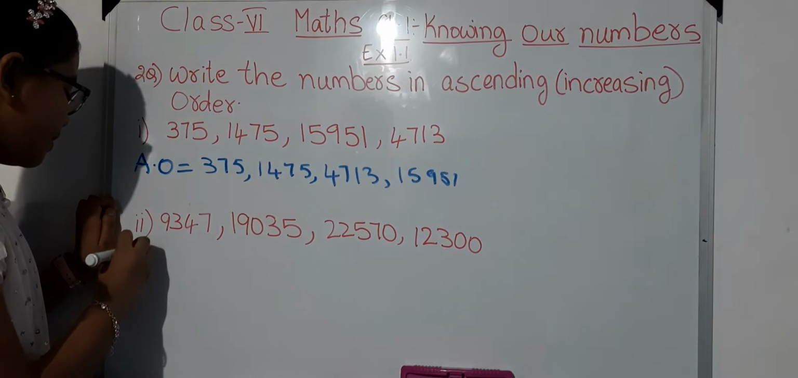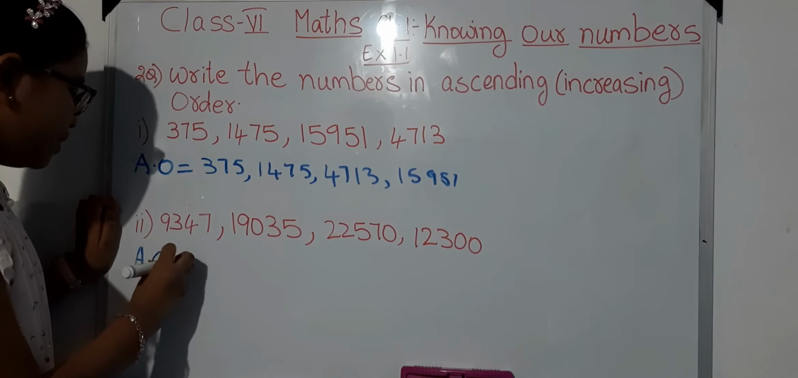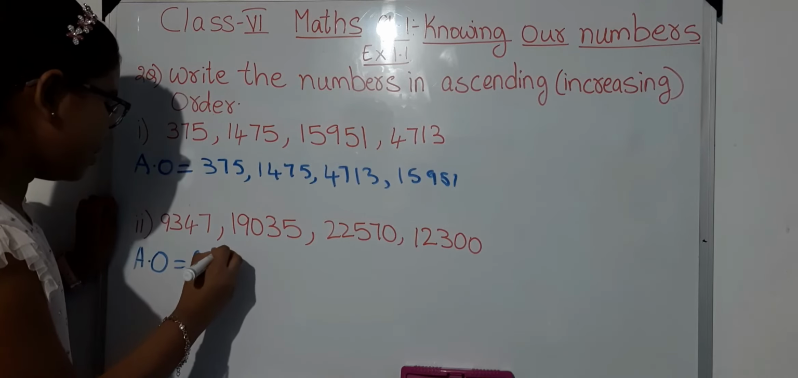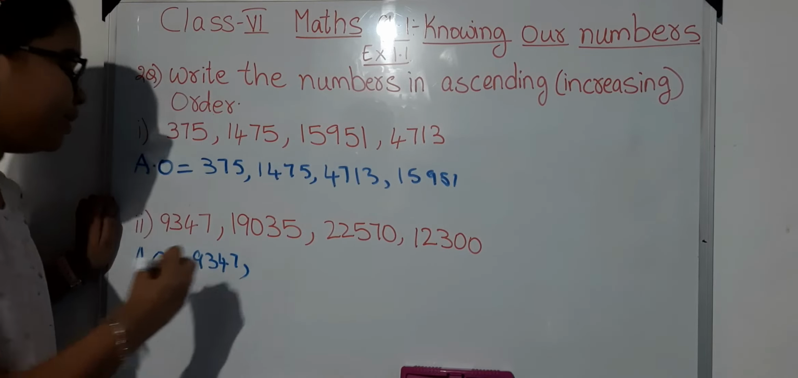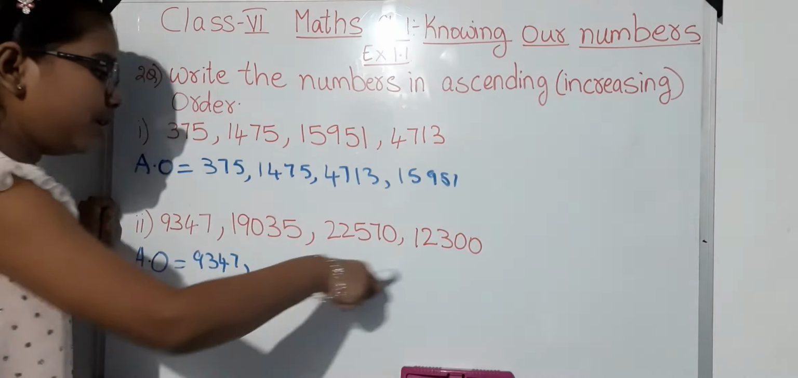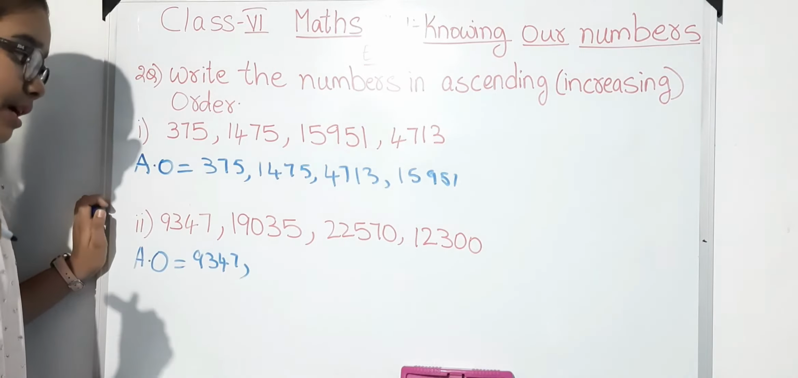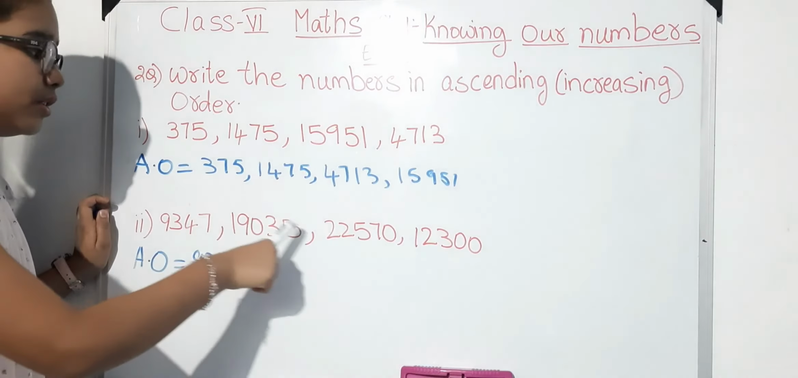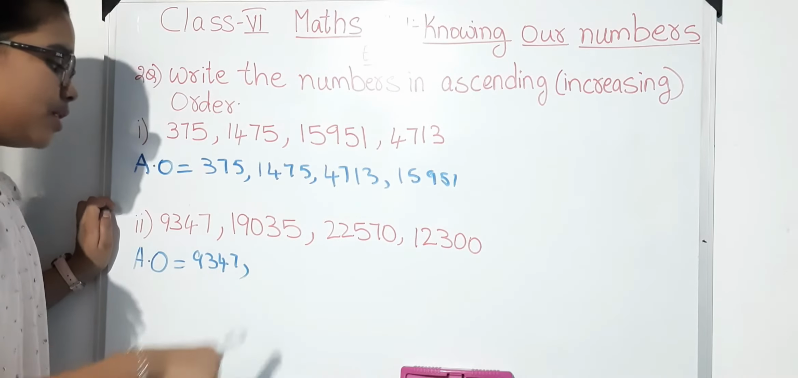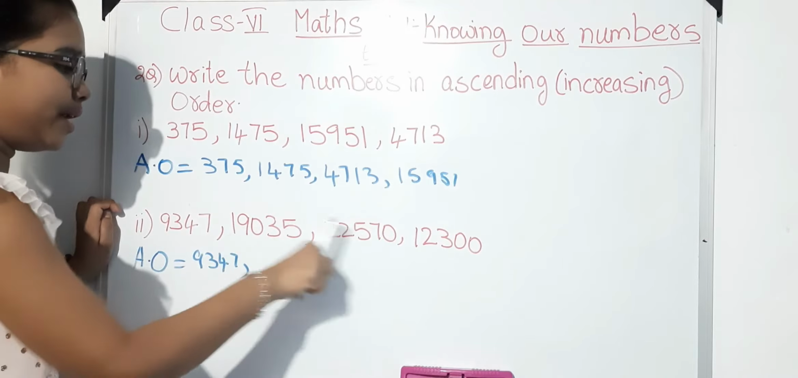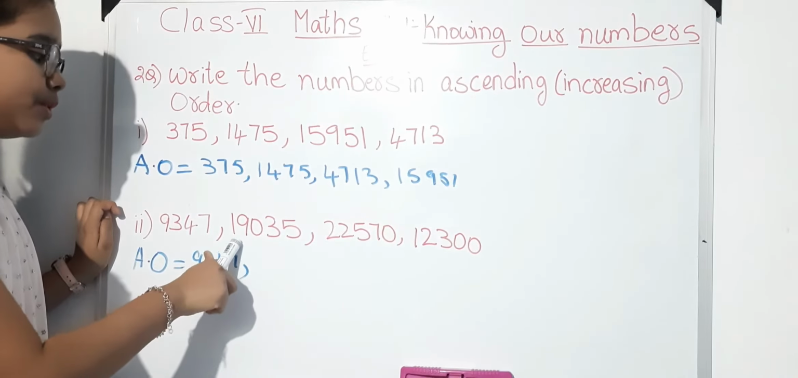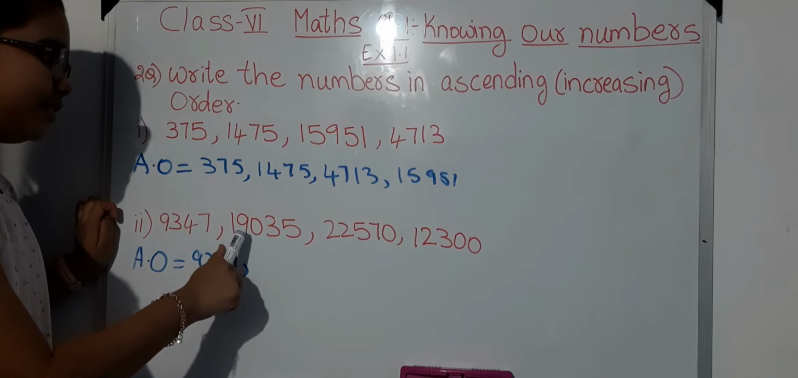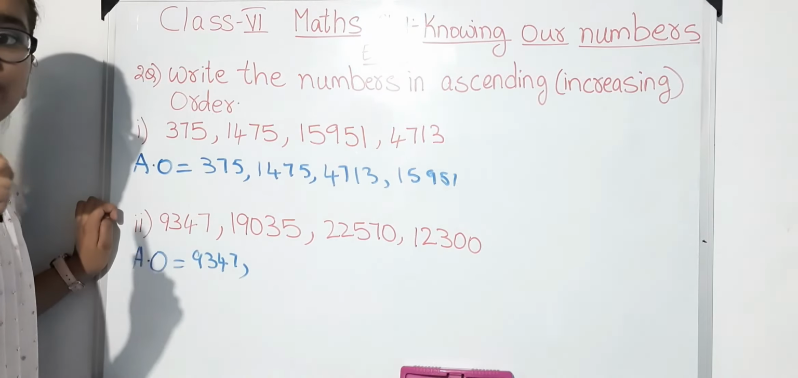9,347. Ascending order is equal to 9,347. Then here all 5-digit numbers are there. So we have to compare the first digit, which is 1, 2 and 1. So here both 1 is there. So we have to go to the second digit, which is 9 and 2. In this, 2 is the smallest.